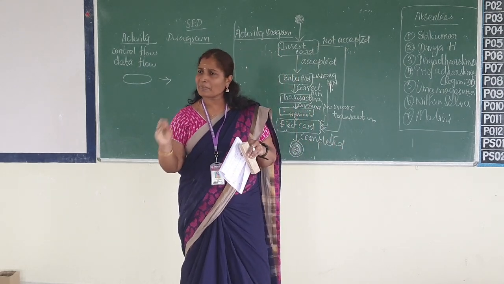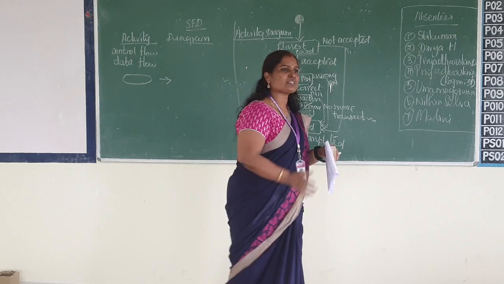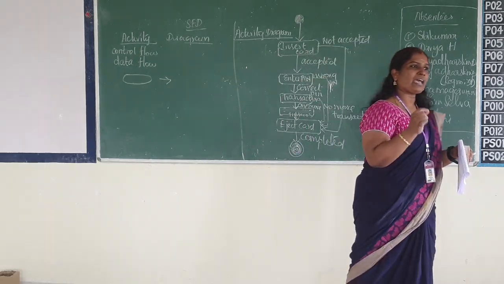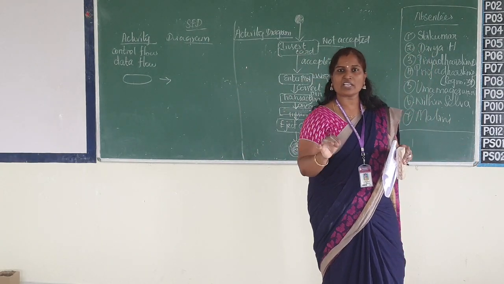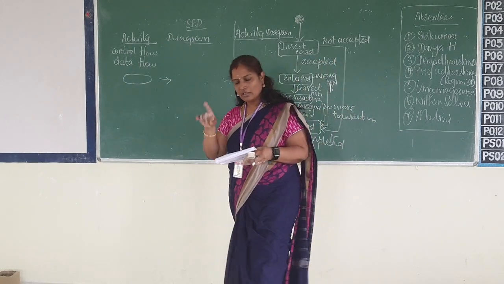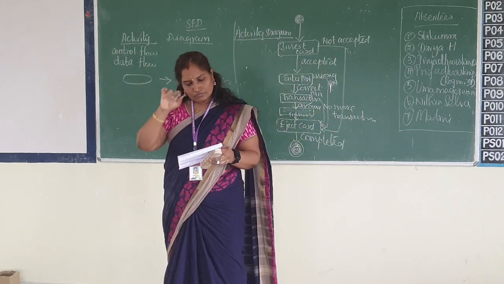So this is the simplest process. Any process could be represented by an activity diagram. We normally use only the oval and arrow.